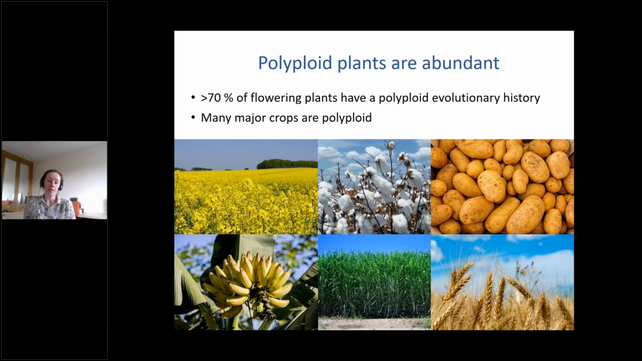These polyploid genomes are very complicated, with multiple copies of each gene, which poses a challenge for crop improvement. Because you need to know which copies of the genes, or all of them, you need to target to improve specific traits.